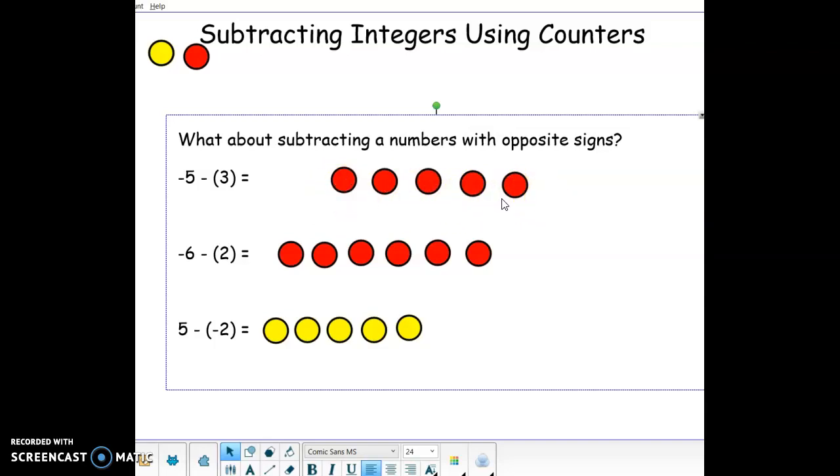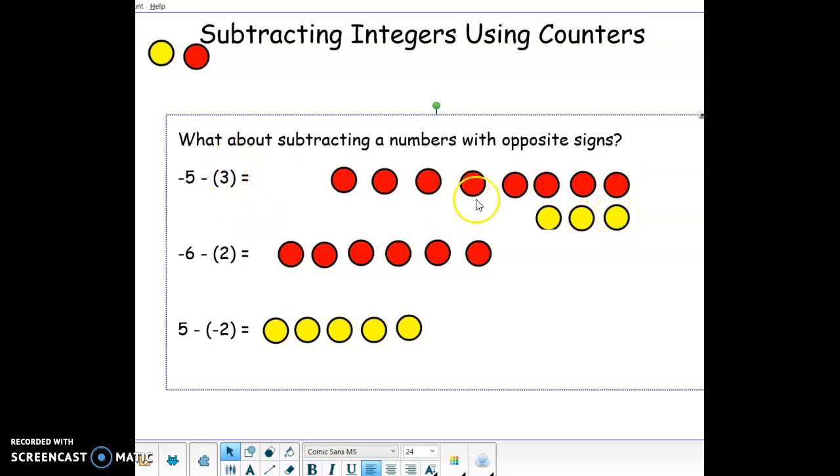So what I'm going to actually do in order to help me take away 3 positives is I'm going to create 0 pairs. So if you remember, 1 positive and 1 negative made a 0 pair yesterday. So I'm going to make 3 0 pairs. Okay, and there's my 3 0 pairs. So I've got 1, 2, 3 0 pairs.